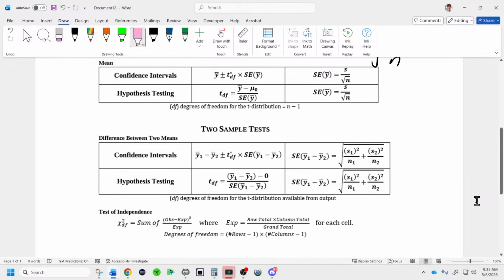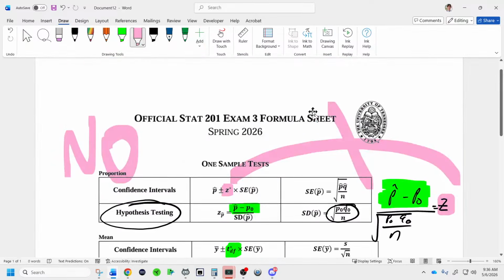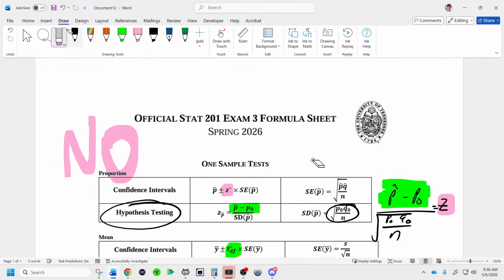Same thing goes for this t down lower. This t and this t are not the same. The t up top is going to be based on how confident you are, where the t down low is based on the standardized difference. The t up top is based on your level of confidence you pick, and the t down low is the standardized difference.